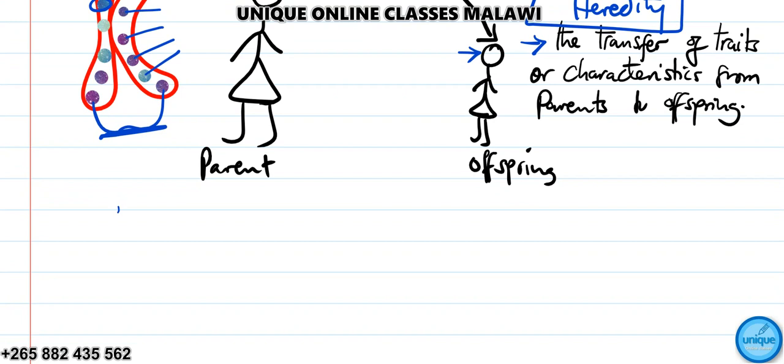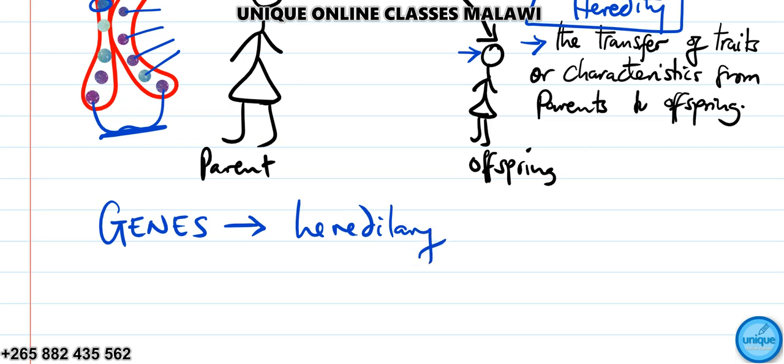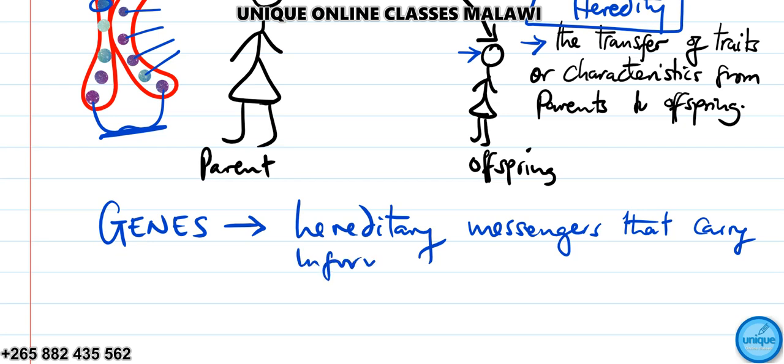So we can define genes as structures or hereditary messengers that carry information about an organism.